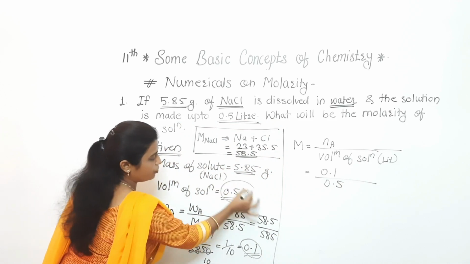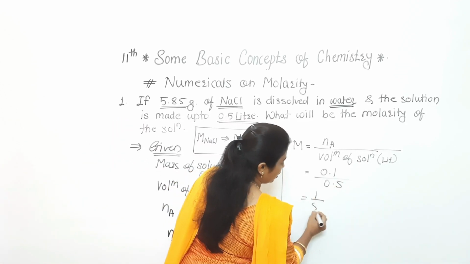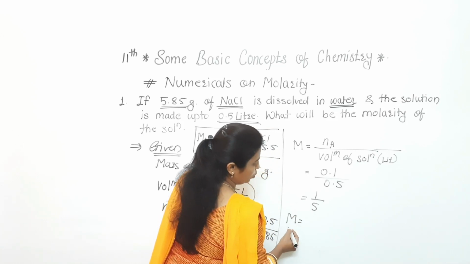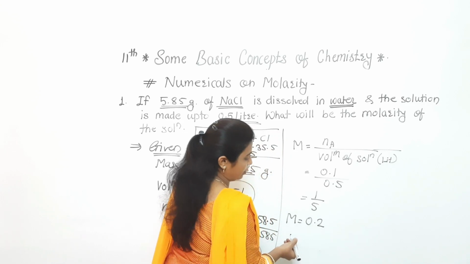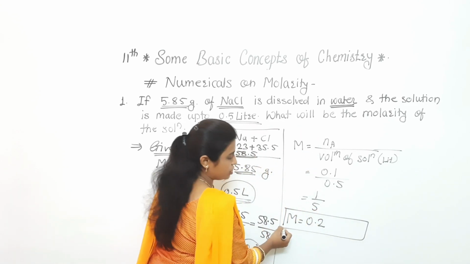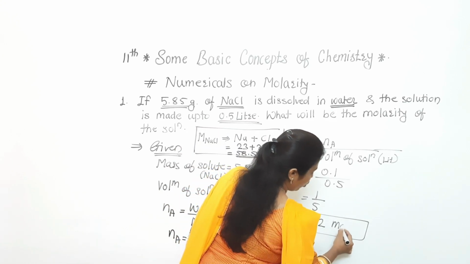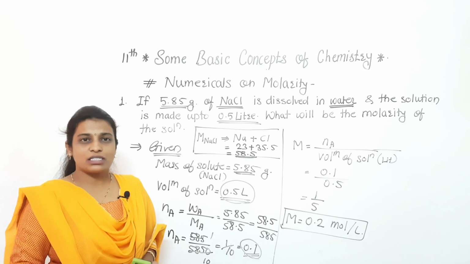यहाँ पे दिया है ना 0.5 लीटर, that is only. So now see, one decimal we are shifting here. So molarity of this solution is 50, and here 5 2s are 10. So this is the molarity of the solution. What is the unit? Unit is mole per liter. So here we have completed our first example.